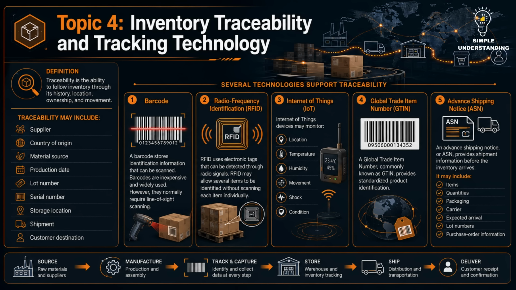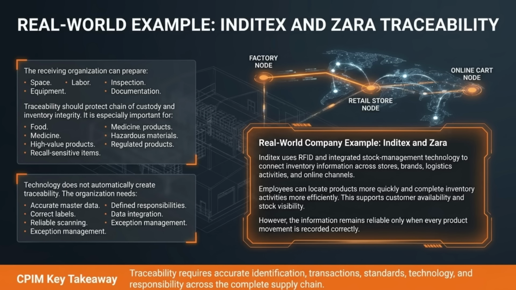Global Trade Item Number: a Global Trade Item Number, commonly known as GTIN, provides standardized product identification. Advanced Shipping Notice: an Advanced Shipping Notice, or ASN, provides shipment information before the inventory arrives. It may include items, quantities, packaging, carrier, expected arrival, lot numbers, and purchase order information. The receiving organization can prepare space, labor, equipment, inspection, and documentation.